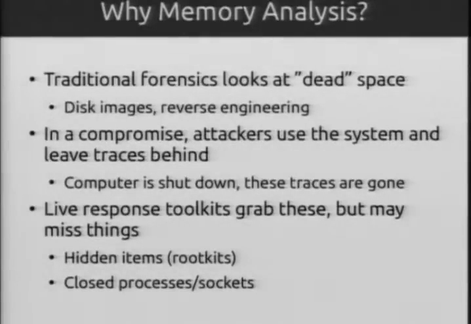In a compromise, attackers use the system. They get on the system, they compromise the system, and they leave traces behind. Sometimes these traces can be found in traditional forensics. Looking at a timeline, for example, of all the different time changes on a Windows server, you can sometimes get a pretty good idea of what they did. They executed this command, and then they wrote this file, and then they wrote to this registry entry, and so on. But you don't always get a 100% clear picture.